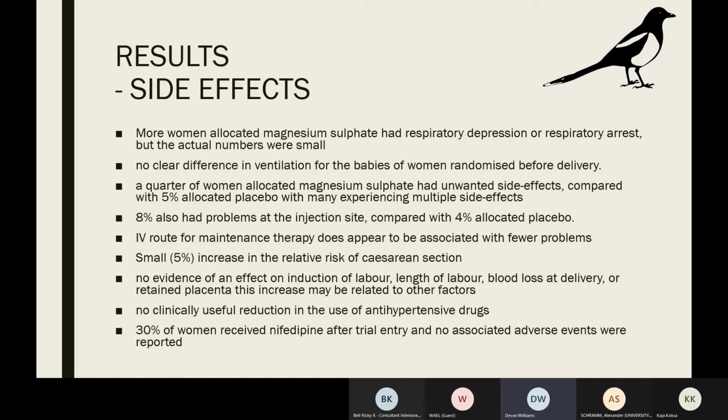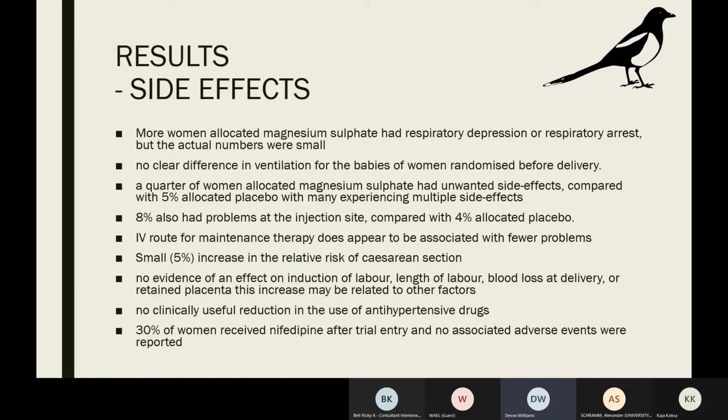A quarter of women, however, had side effects secondary to magnesium sulfate, with the most common, at about 82% of side effects, being a feeling of flushing, followed quite a lot by nausea, vomiting and muscle weakness. These are common side effects you might find even if you give magnesium in the intensive care department. Only 5% of those on placebo had side effects. The experience of side effects was one of the main reasons why women would pull out of the trial.